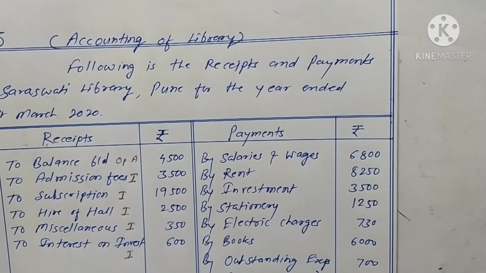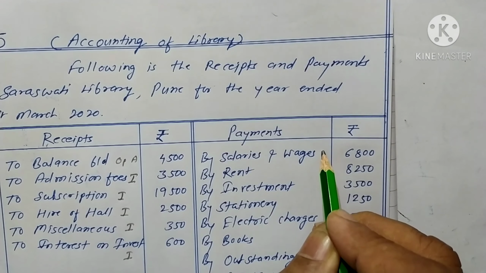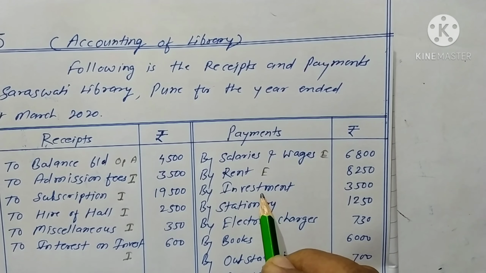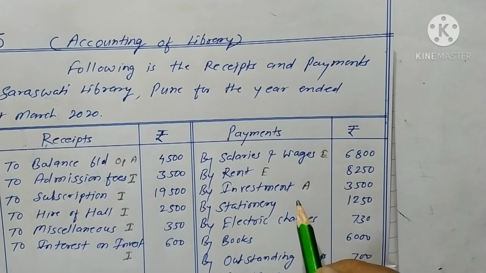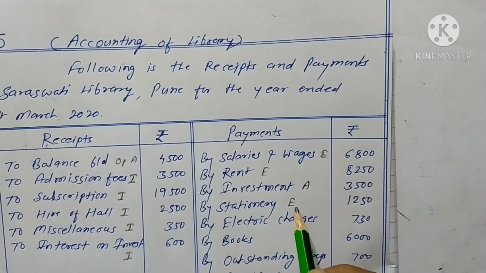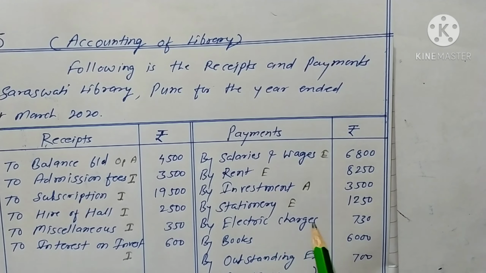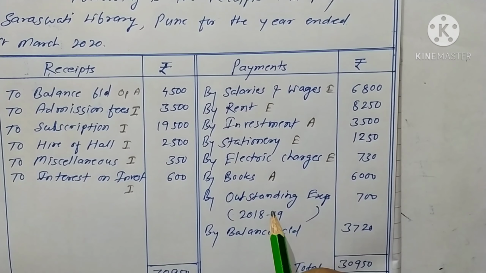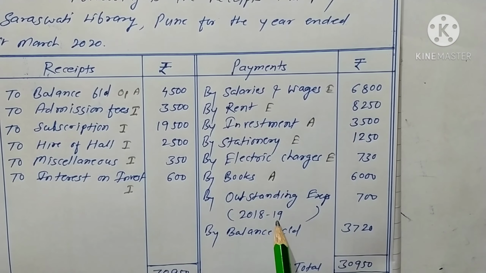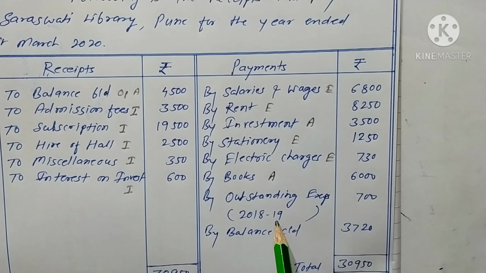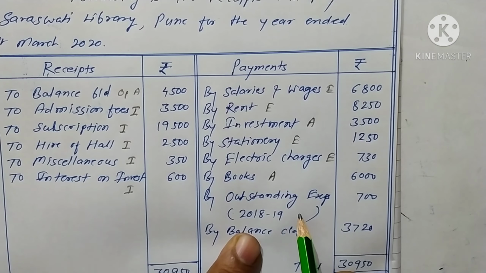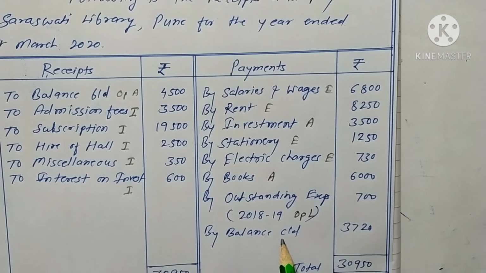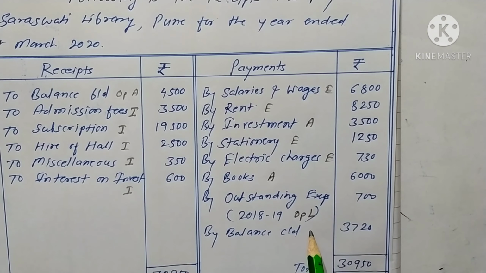On the payment side, salary and wages is an expense. Rent is also an expense. Now investment is an asset. Stationery is a revenue expense. Electric charges is a revenue expense. Books is an asset. Outstanding expenses for 18-19 is a last year figure. Last year figure, it's an opening liability. Now balance carried down is the closing cash in hand, an asset side.